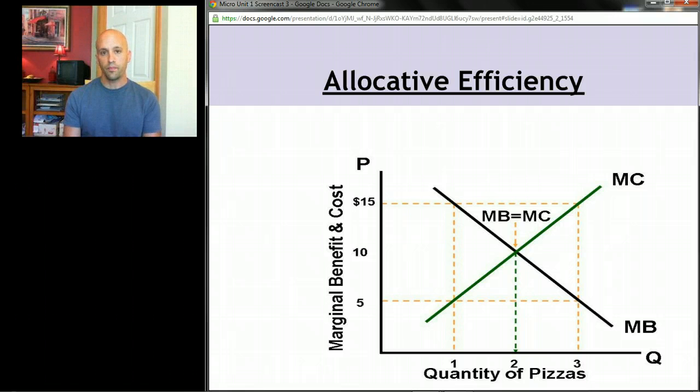So if we only produced one pizza, according to the graph that you see, we'd be underallocated, not producing enough pizza. If we produced 3 pizzas, we'd be overallocated, producing too much, producing pizzas where the marginal benefits are less than the marginal cost. In the graph that you see in front of you, 2 pizzas would be the perfect amount of pizza. We'd call that allocative efficiency.